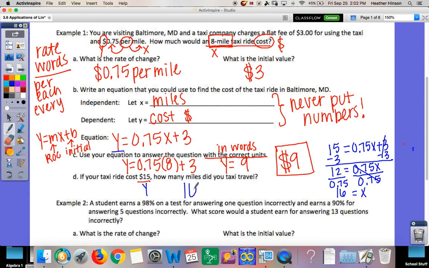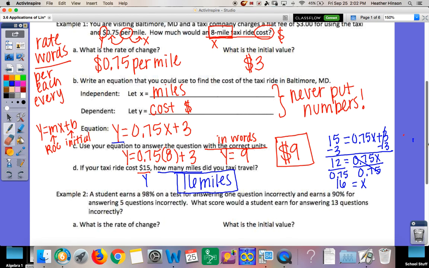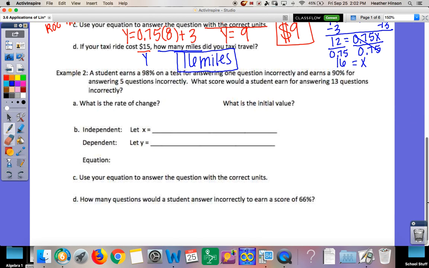So what is this? 16 what? What did the question ask for? How many miles? So this is 16 miles. Perfect. Okay, let's try example 2.